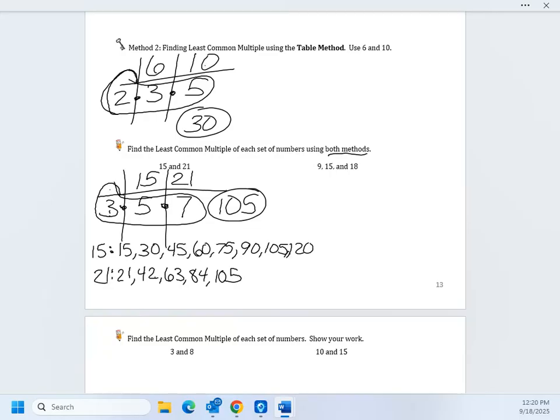That was perfect, Colton. So, yeah, they do share that 105, but when he was listing them, he wouldn't have found it because he made a simple skip counting mistake. It happens. That's why we don't always want to rely on the skip counting method to find what that least common multiple is. Let's see what we do when we have 3 numbers. This is where it's going to be a lot different than when we did our factors.